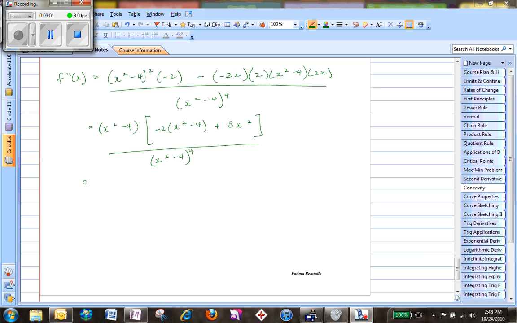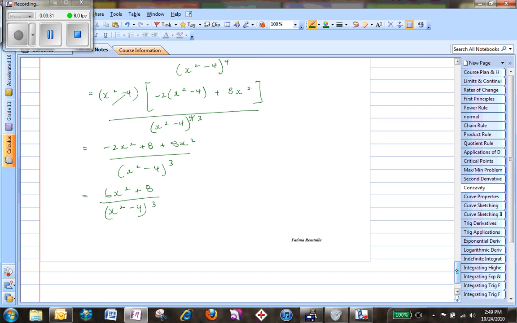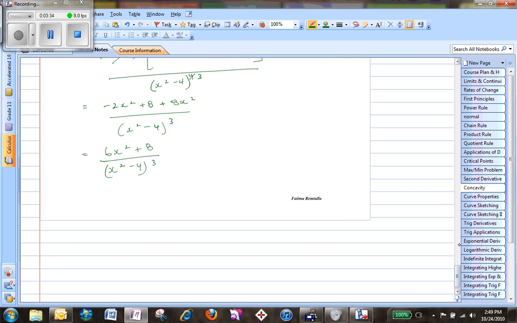So I decided to use the quotient rule myself. I got to here, and in doing so I noticed that when I take out a common factor I can reduce slightly. When I do that and I collect like terms inside the bracket, I get (-2x^2 + 8 + 8x^2) all over (x^2 - 4)^3, which leaves me with (6x^2 + 8) all over (x^2 - 4)^3. Well, now I want to check and see where I get my possible points of inflection or my areas at which the function does not exist.